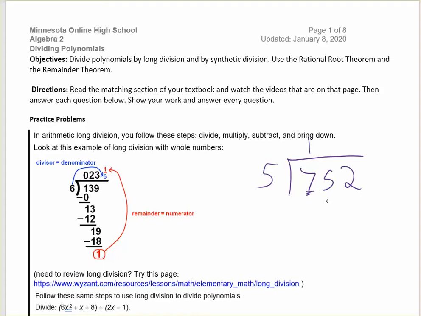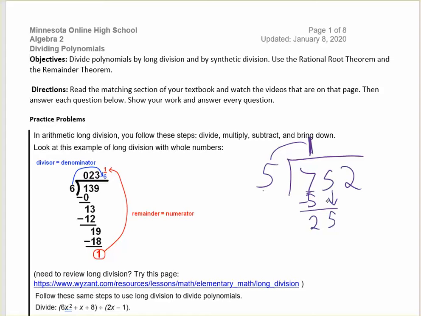So 1 times 5, then you put that number 1 above the 7, and then you multiply these two numbers back to each other. So 1 times 5 is 5, and you write that right under the 7. Now this step is important. You then subtract the 5 from the 7, and you get 2. Now we repeat this process after bringing down the next number. So we bring down the number in the tens place, that's a 5, so you put that right after the 2. So we have 25.